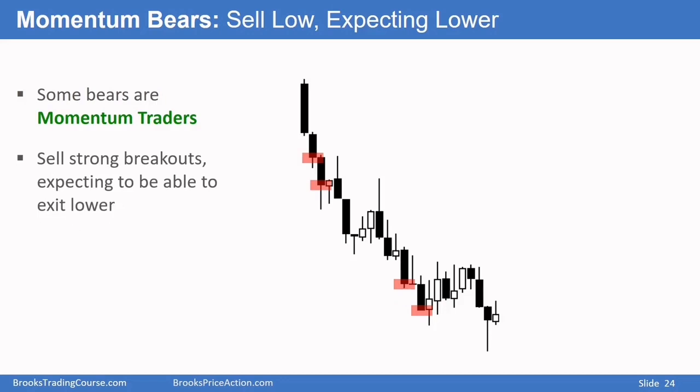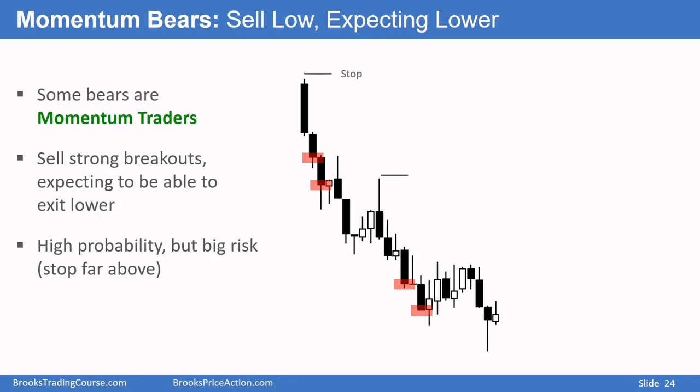Just like some bulls are momentum traders, some bears are momentum traders, and they are willing to sell all the way down, even when the market's extremely strong and the stop is far away. They believe that probability of making money is high. They know that their stop is far away, and they're willing to take the bad risk reward trade because of the high probability of making money. So they're willing to sell at the low, expecting that any pullback will be brief and that the market will go lower and they'll be able to take a profit. So high probability, but big risk. Momentum traders, they'll sell at the low.